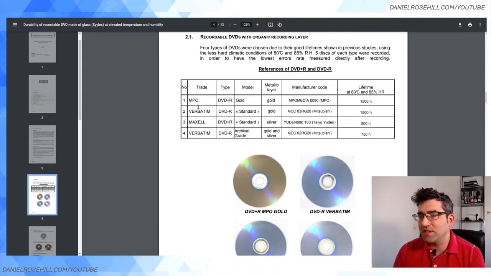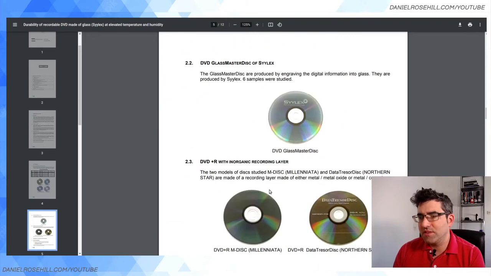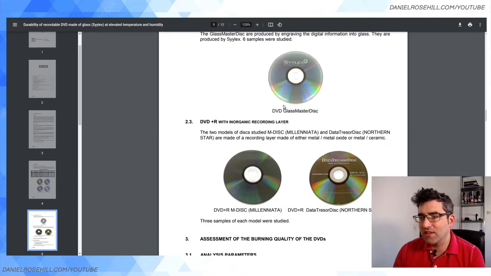Like, whoever was doing this really, really went all out. So they used references of DVD and DVD-R. Verbatim, product 4 was Verbatim archival grade. So I don't think these are M-Discs. I think Verbatim also have a separate range for archival grade. And this is the disc. So that was disc 4. And then they had this crazy Silex technology, which I can't seem to find anywhere in existence.